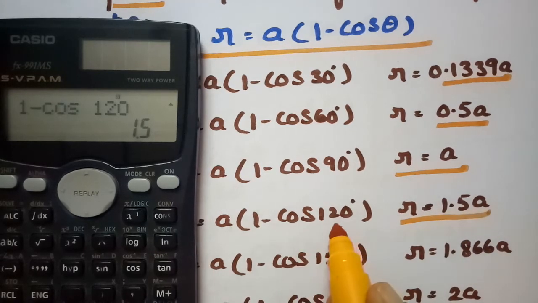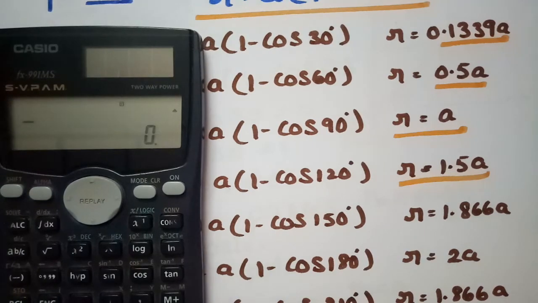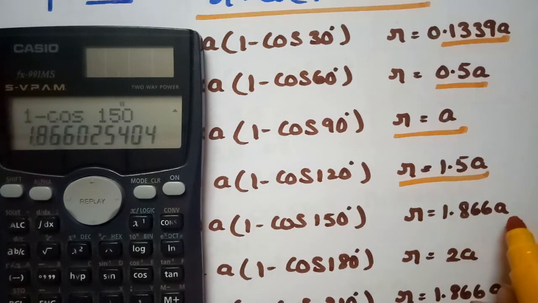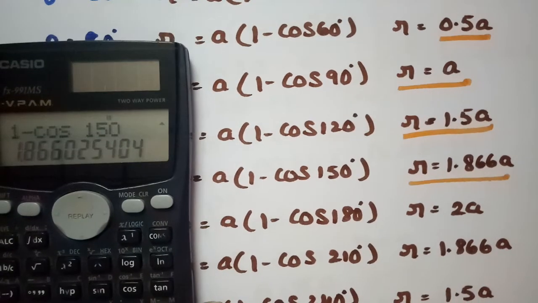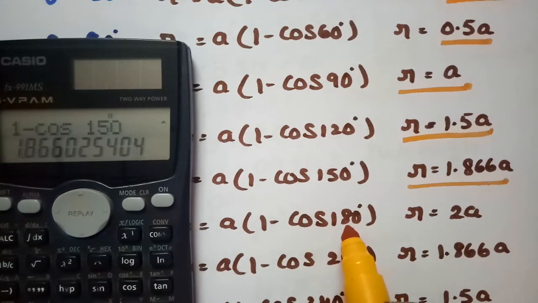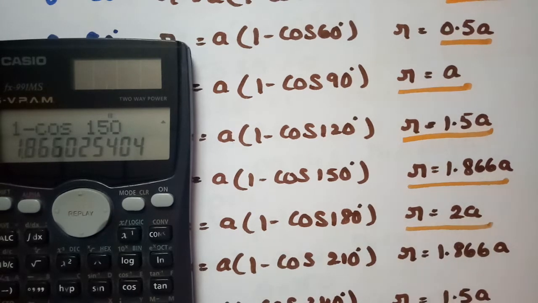So next value, theta is equal to 150. See this here, 1 minus cos 150, which is equal to 1.866 into A. So this is also very clear. And coming to 180 degrees, as you know that cos 180 is minus 1, minus of minus is plus 1, so which is equal to R is equal to 2A.